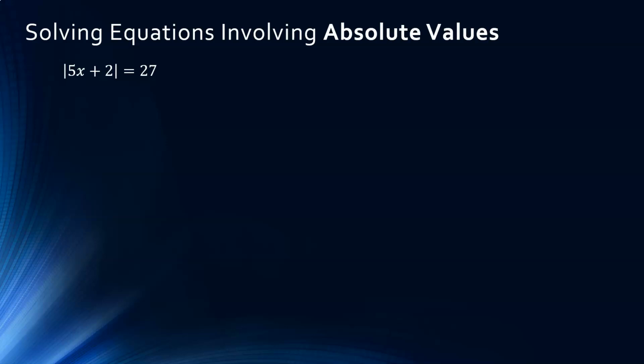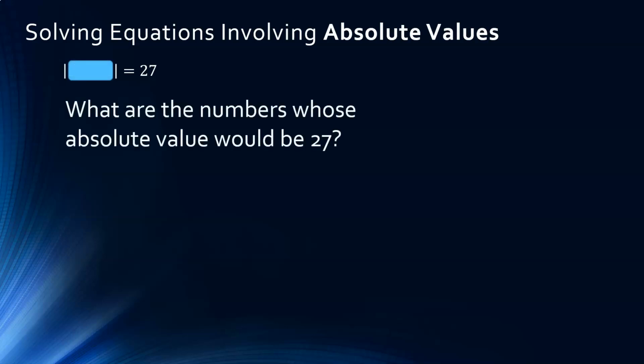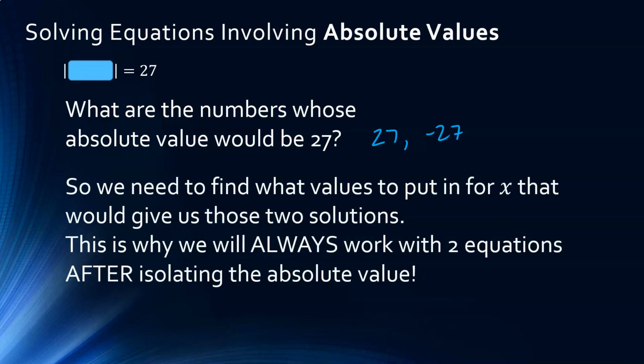So let's look at this first one. We have the absolute value of 5x plus 2 equals 27. So how do we solve an absolute value equation? These are also going to be a little different because they're not a normal equation. If you think about it, we're trying to figure out what numbers have an absolute value of 27. So I'm trying to figure out what numbers I could put inside of that absolute value, ignoring that there is an expression inside of there. Well, there are actually two solutions, 27 and negative 27, because the absolute value of 27 would be 27, and the absolute value of negative 27 would also be 27. So there's going to be two solutions.